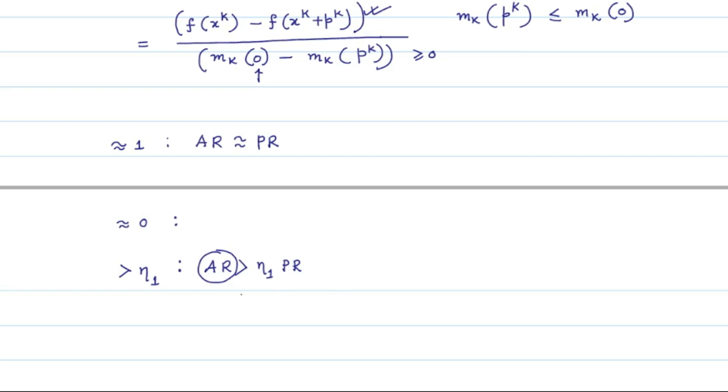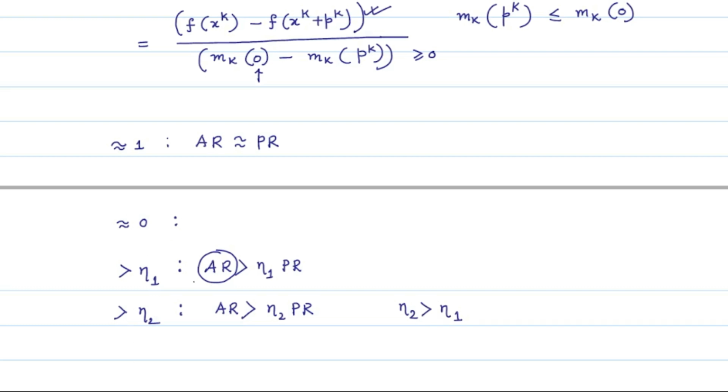Not always are we very happy with just a bit of reduction of the objective function value by the movement from xk to xk plus pk, and therefore we give a happy threshold value η2. When ρk is bigger than η2, then this actual reduction is substantial, which is at least η2 times the predicted reduction. Here we choose η2 to be a happy threshold, which is greater than the smaller threshold η1.